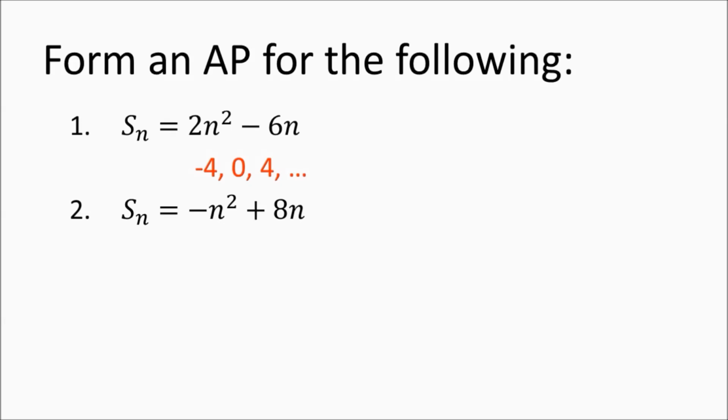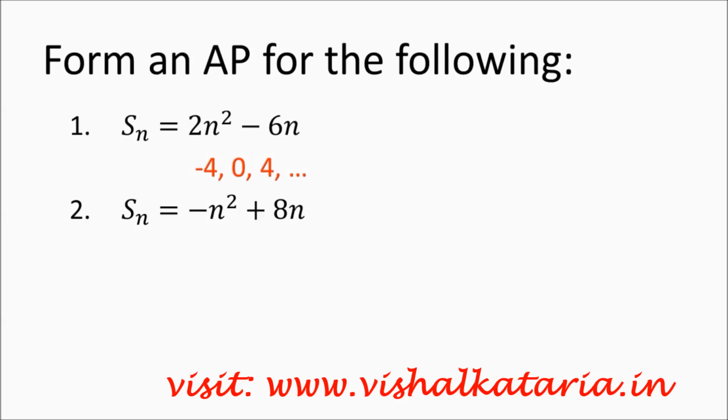Second example, Sn equal to minus n square plus 8n. Again, it satisfies the definition. The right hand side is quadratic and there is no constant term. Hence, it is associated with an arithmetic progression. And if I want to form the AP, if I put n equals 1, I will get 7. Means the first term is 7. The coefficient of n square is minus 1. Double the coefficient of n square is minus 2, which is the common difference. So the first term is 7, the common difference is minus 2. My arithmetic progression will be 7, 5, 3 and so on.